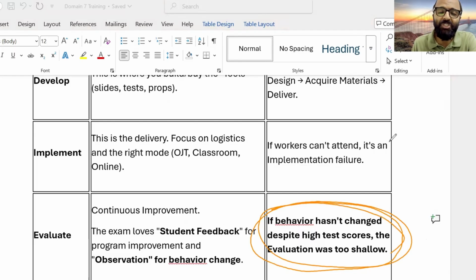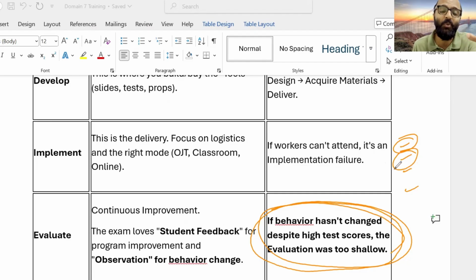See, evaluation itself is a big topic. We will see it in one of the videos. Evaluation, we have discussed Kirkpatrick's model in a separate short video that I have uploaded on our YouTube channel. Evaluation has 4 levels. First level, you are just reacting. Yes, the training was very good. Yes, very good.